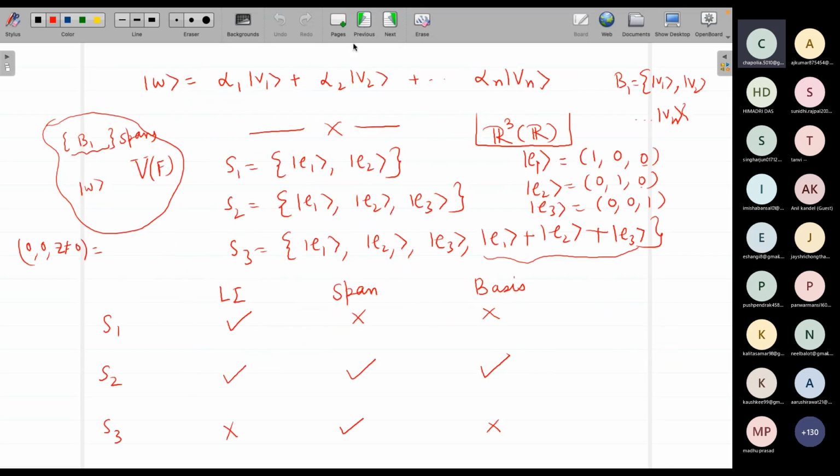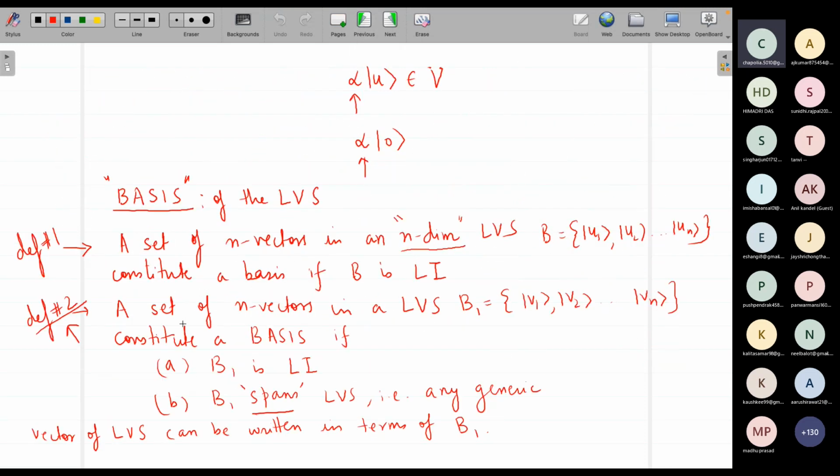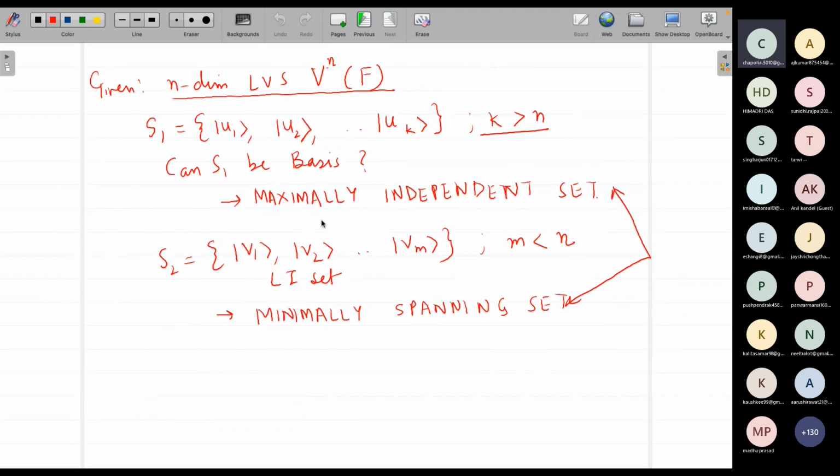Instead of writing two of those together: a set of n vectors in a linear vector space constitutes a basis if B1 is linearly independent and B1 spans the whole space. Sometimes people say that a basis is nothing but a maximally independent set, or a minimally spanning linearly independent set. These are alternative definitions, but they all talk about the same thing. As long as the set of vectors is linearly independent and spans the whole space, we always call it a basis.